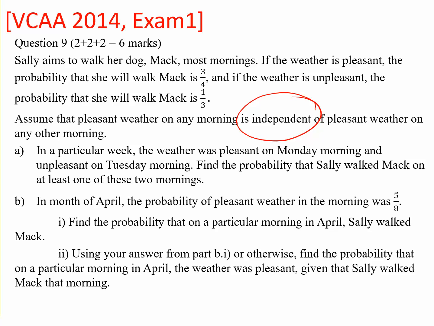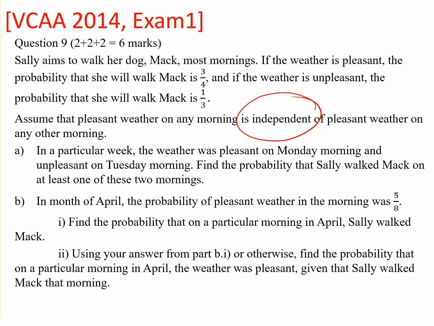So if you know that, first question, 2 marks. In a particular week, the weather was pleasant on Monday. So you know it was pleasant on a Monday, and you know it was unpleasant on a Tuesday. Find the probability that she walked Mac on at least one of these 2 mornings. Figure that out. Read the question, write out your notation. What do you need? What are you trying to find? Work that out for me.